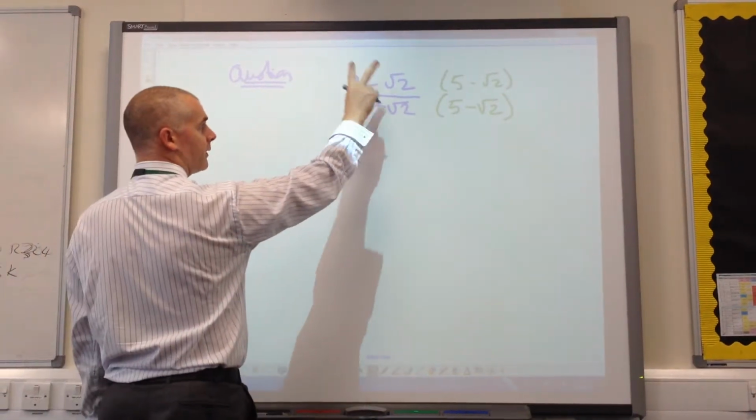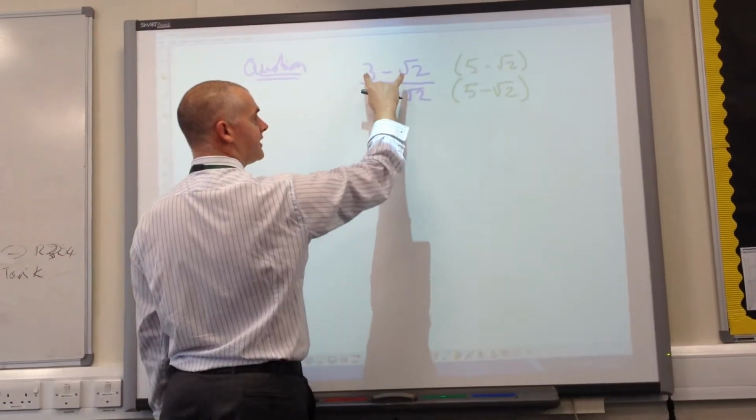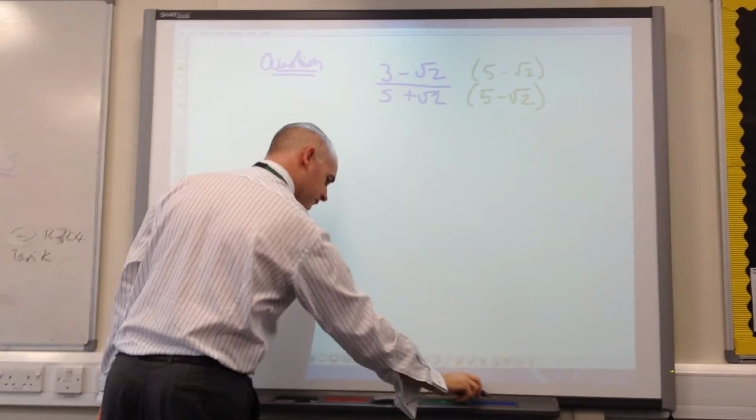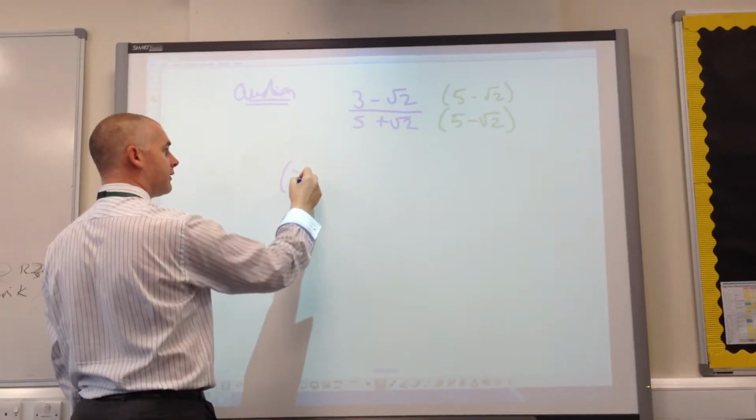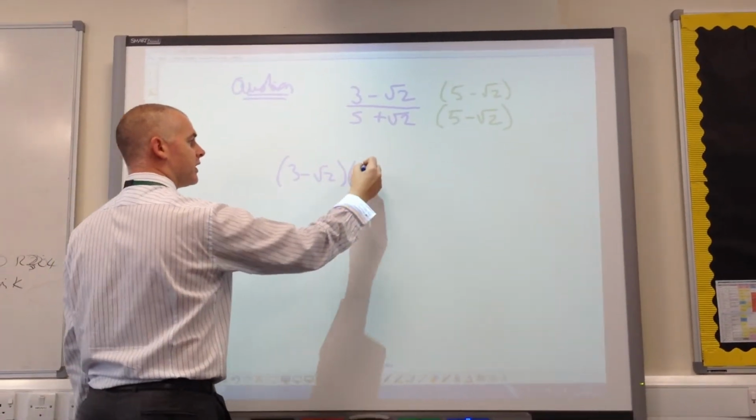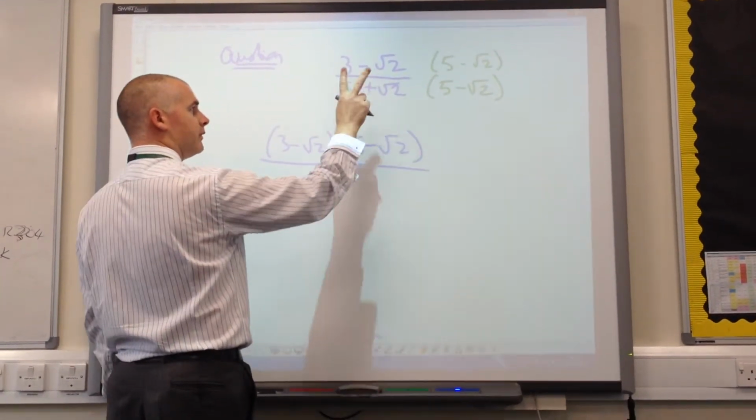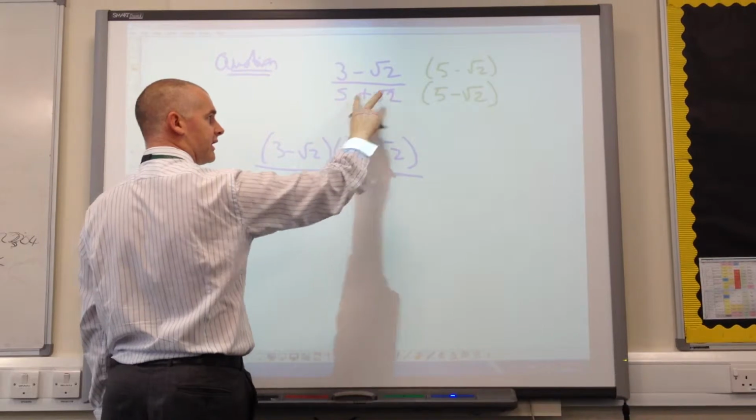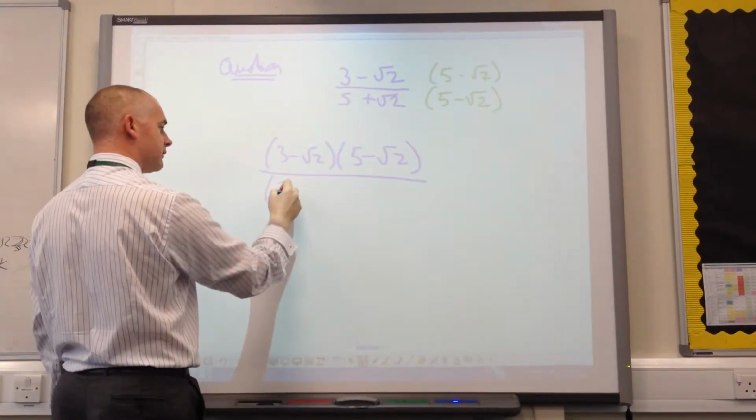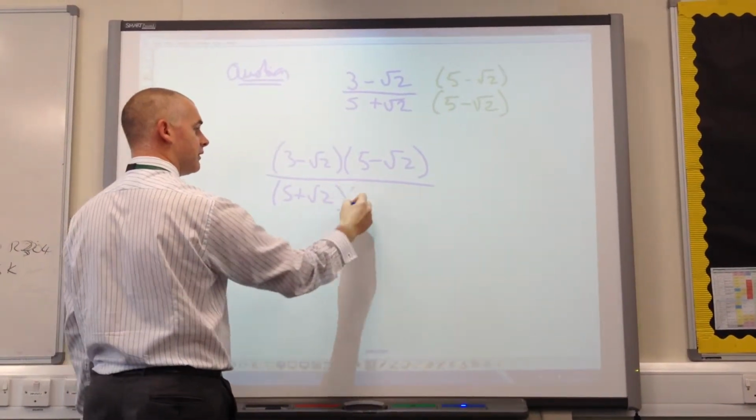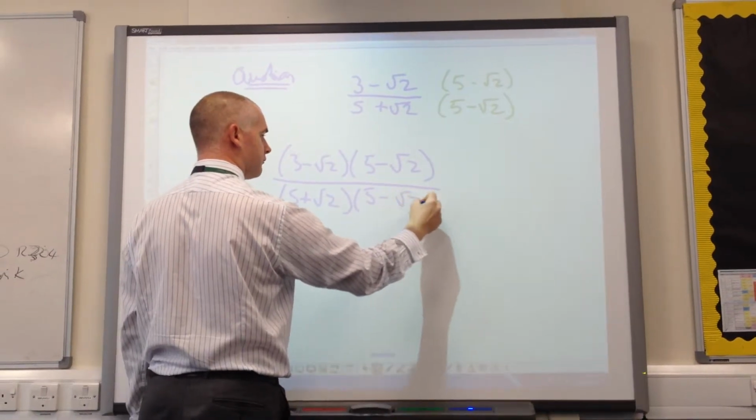So on top, you've got to times that by that. Think of this in a bracket and write it as 3 minus root 2 times 5 minus root 2. And on the bottom, you've got those two. Think of that as a bracket and leave that one as well. So it's 5 plus root 2 times 5 minus root 2.